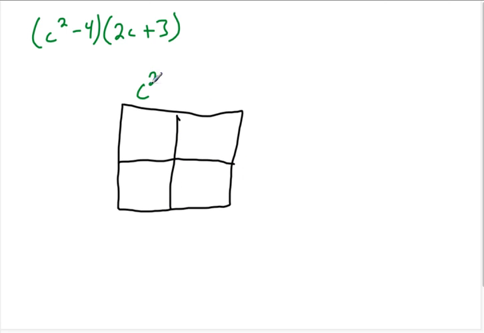Alright, so I have c squared minus 4. I have 2c plus 3. So 2c times c squared is 2, and then c to the third. 2c times negative 4 is negative 8c. C squared times 3, and 3 times negative 4.